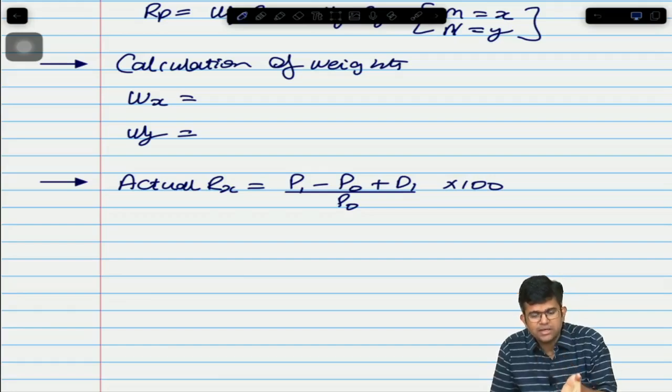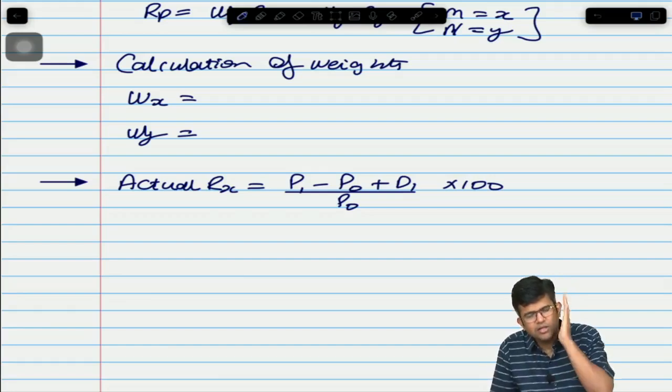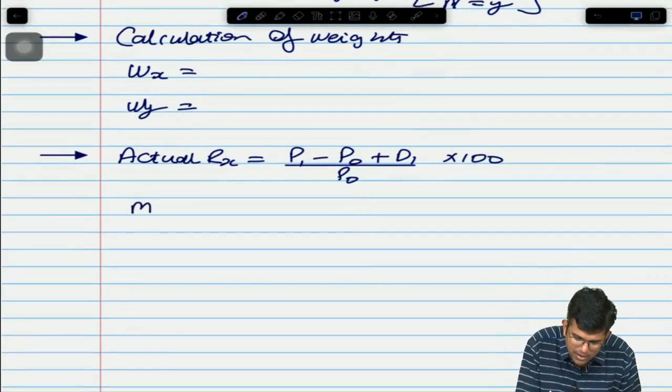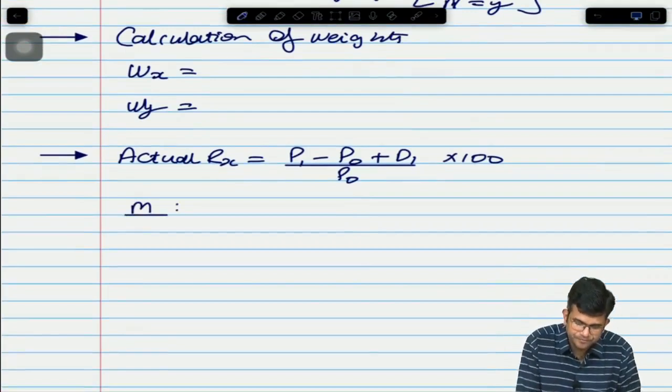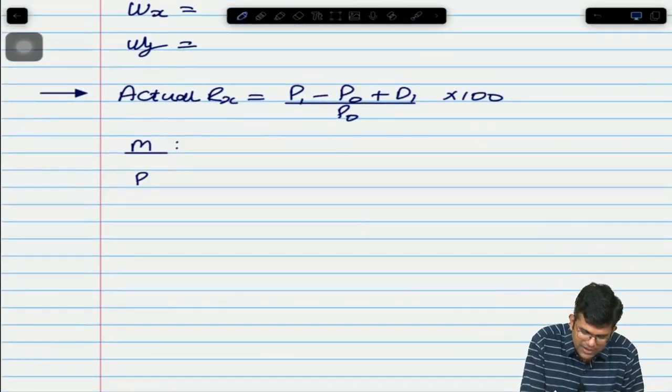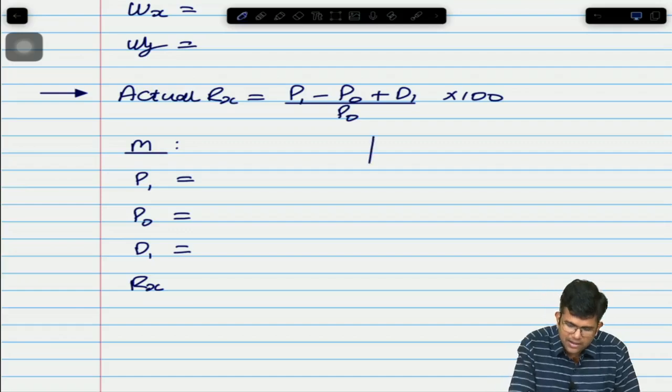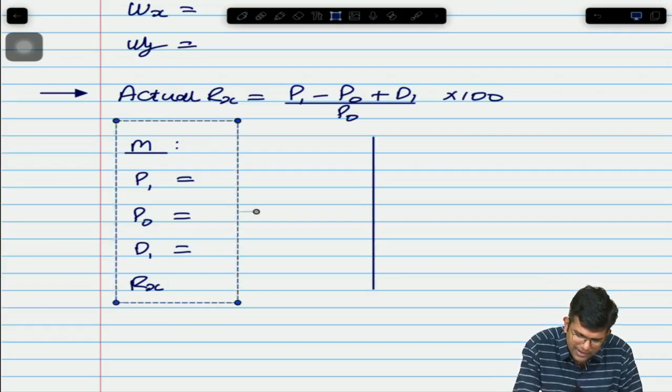Now, students, of this, just focus on M. Okay, just focus on M Limited. Find out P1, find out P0, find out D1, and then find the Rx. Are you all there? And then replicate the whole thing for N.